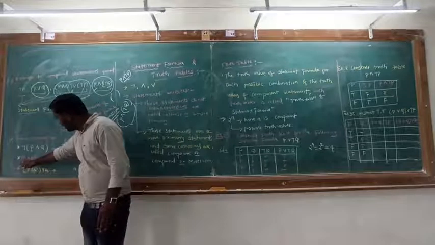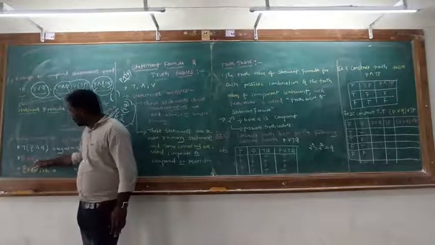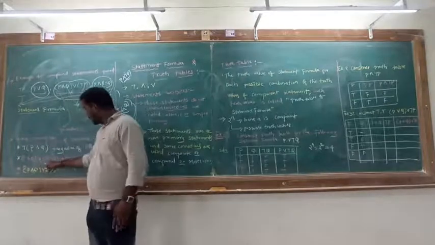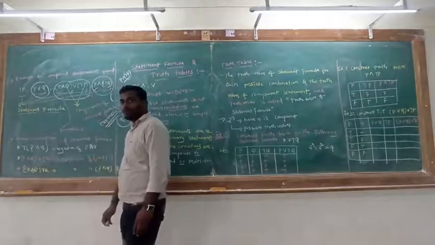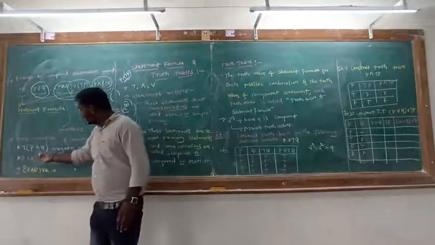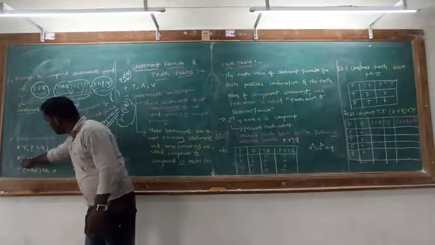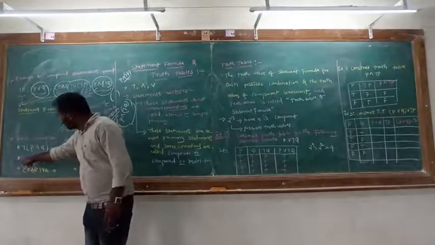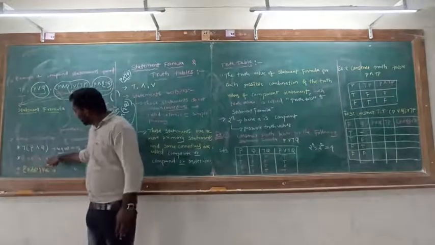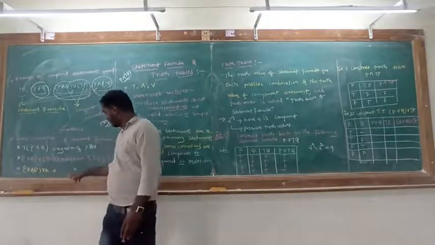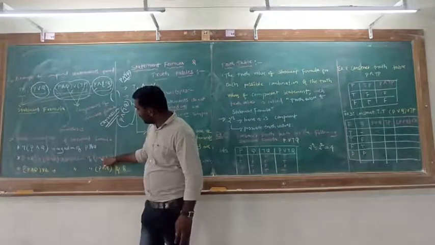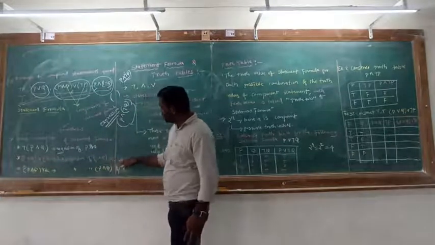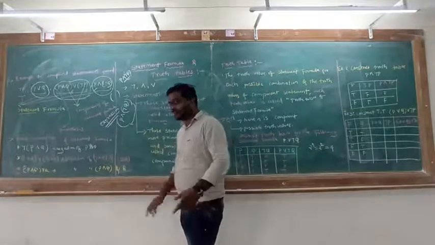See the next one: P conjunction Q, disjunction Q conjunction R. How do we read this one? Disjunction of P conjunction Q and Q conjunction R. You can read it as it is.